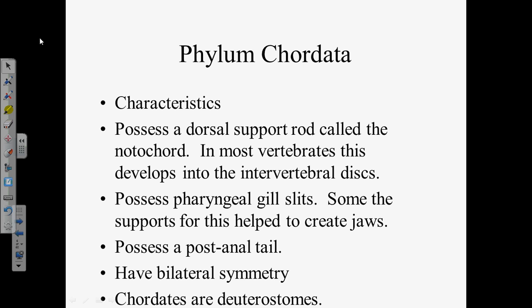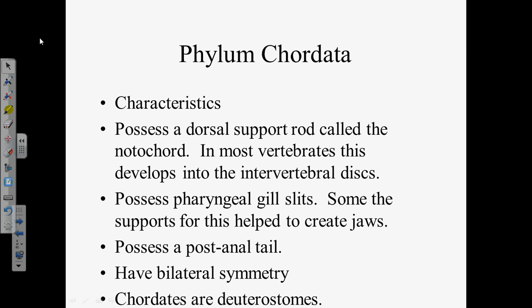Other than bilateral symmetry, what's the other kind of famous type of symmetry? Radial. And radial looks sort of like this, like a starfish, where you have a center part and pieces radiating out like spokes on a wheel. So most of our animals have bilateral symmetry. All of our chordates do.